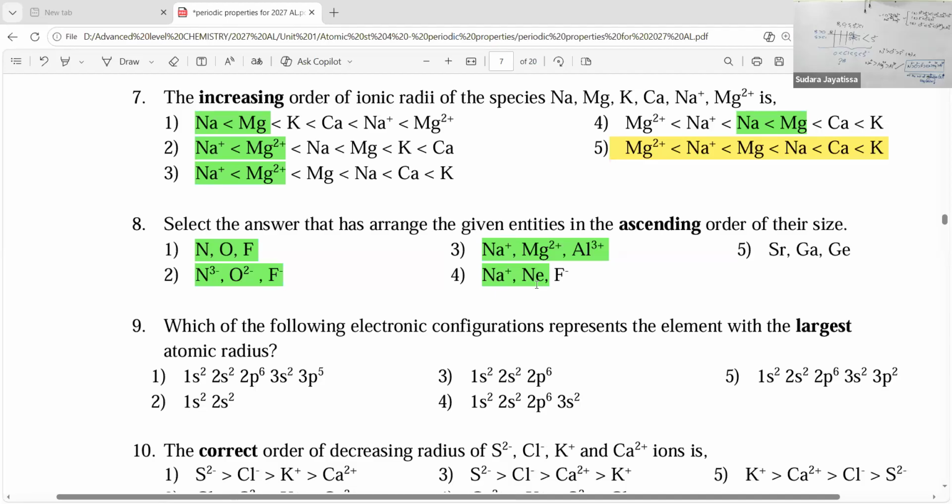Size, the radius comes. Fourth one, according to the special point, we can't take neither. Look at the special point, the handwritten one. It says sodium plus is bigger than neon.